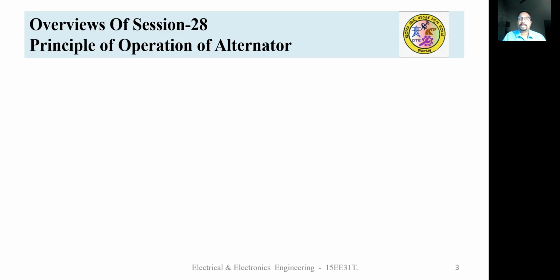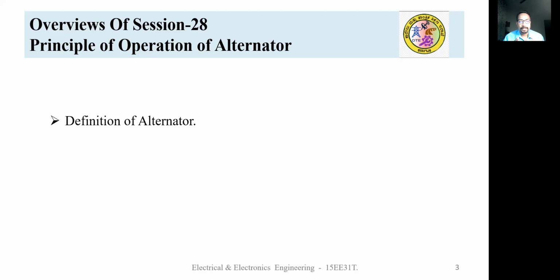Students, as we have discussed in the previous session, the basic definition of alternator is that it is an electromechanical device which converts mechanical energy into electrical energy in the form of AC. Not only that, similar to DC generator, an alternator also works on Faraday's laws of electromagnetic induction. So this is the basic principle of operation of an alternator. Both alternator and DC generator work on the same basic principle of Faraday's laws of electromagnetic induction.